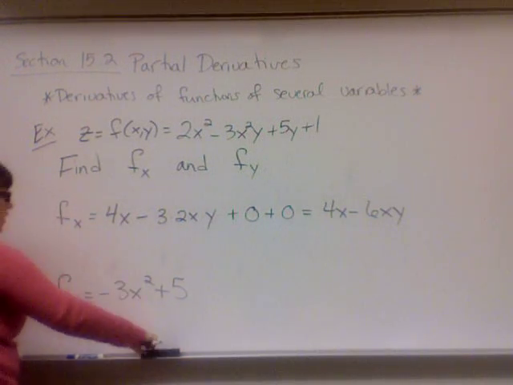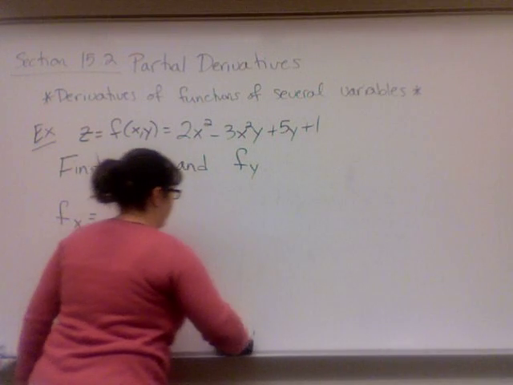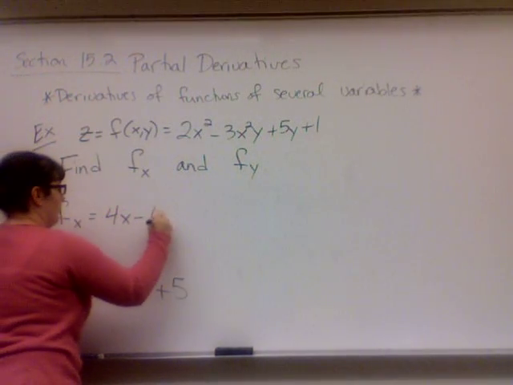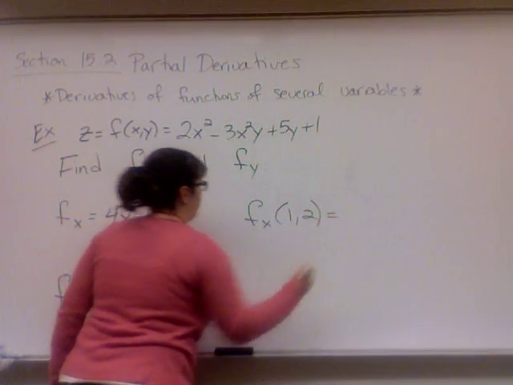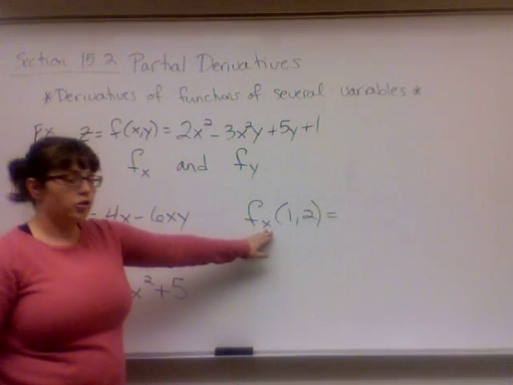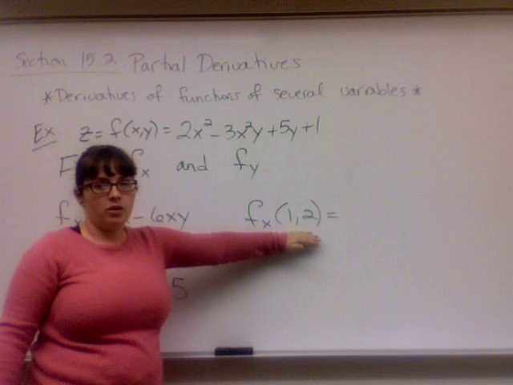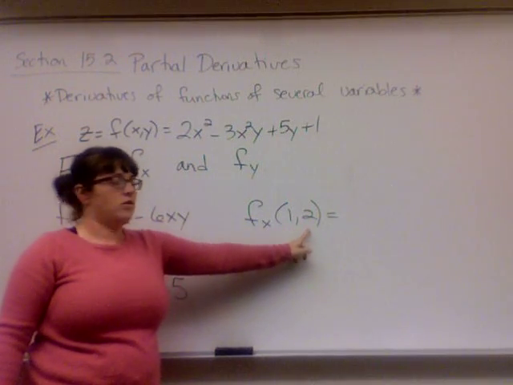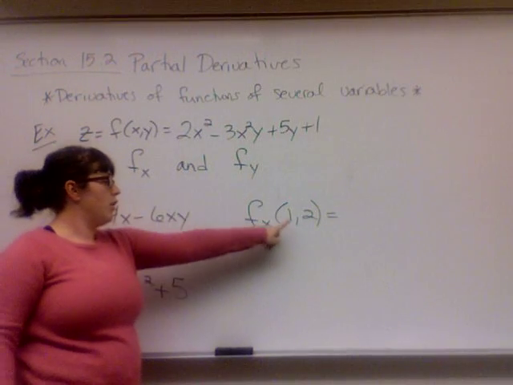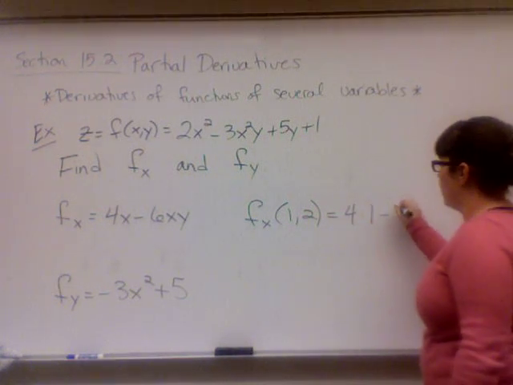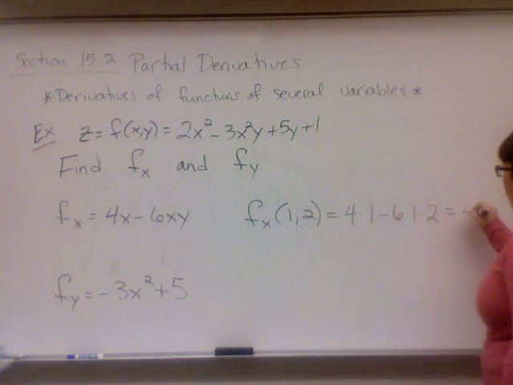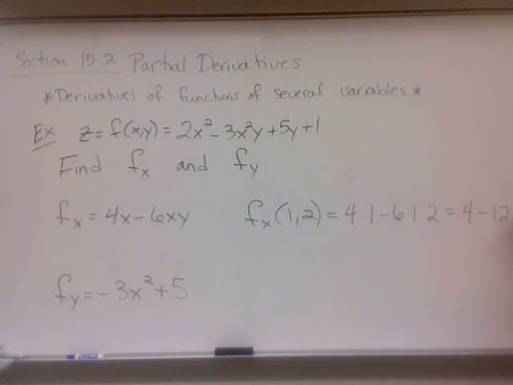What if I wanted to do the following? If I have 4x minus 6xy, I could then find f sub x when I plug in the point 1, 2. This would say to find the partial derivative with respect to x and then evaluate it at the ordered pair 1, 2, meaning when x is 1 and y is 2. So when I do that, I replace x with 1, y with 2 in the expression I have here. So I get 4 times 1 minus 6 times 1 times 2, which is 4 minus 12, which is negative 8. You see that? Oh, I went off the board.